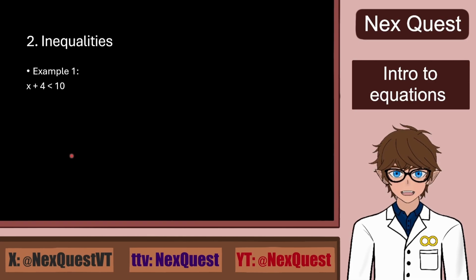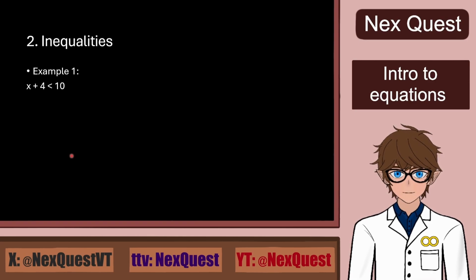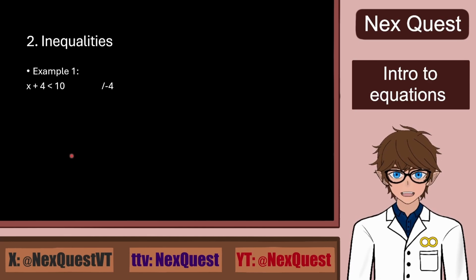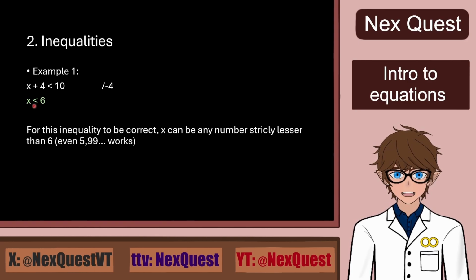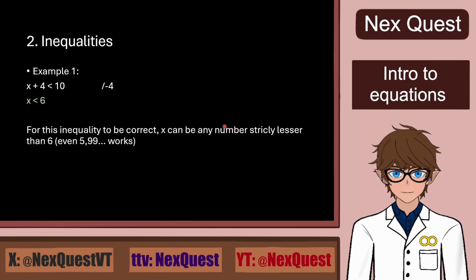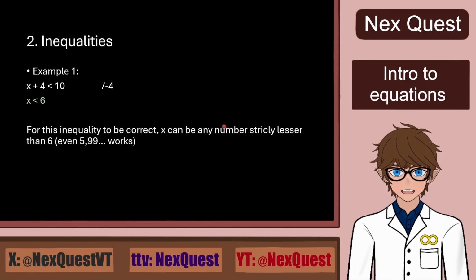Let's do the first example, x plus 4 is less than 10. Plain and simple, we subtract 4 and we get x is less than 6. For this inequality to be correct, because there is no equal sign under it, x can be any number that is strictly lesser than 6.